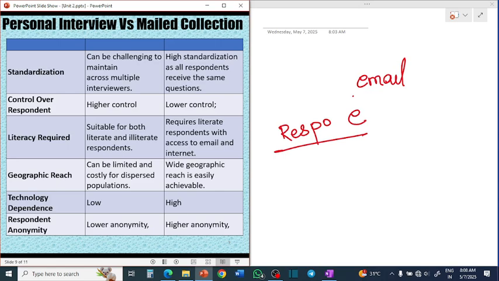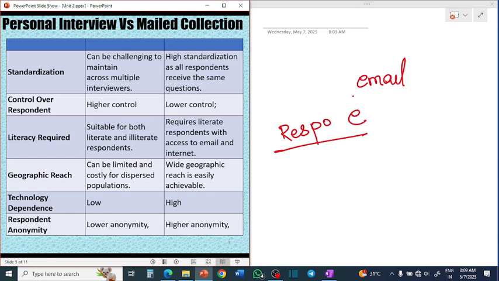If we come on to the geographic reach, as you can understand, in personal interview, our geographic reach will be limited. We can only go to certain persons and collect the data from them. But in mail, you can send the mail to different parts of the country, and you can also send the mail to different parts of the world. So geographic reach is much more in mail collection. Then technology dependence, as you can understand, in the case of personal interview, it is very low, and in mail collection, it has to be quite high.